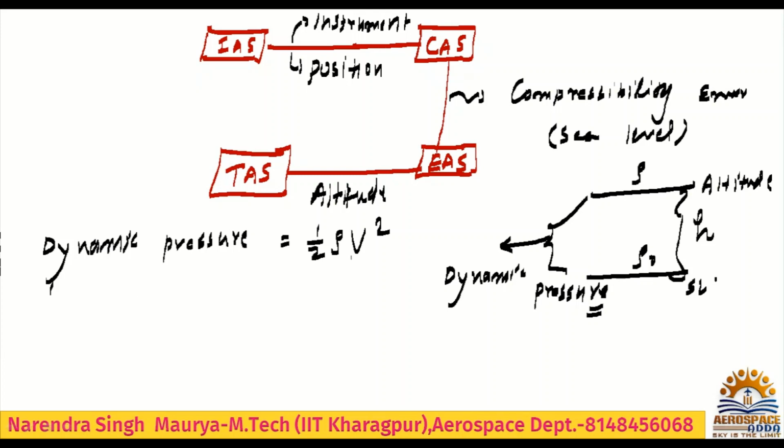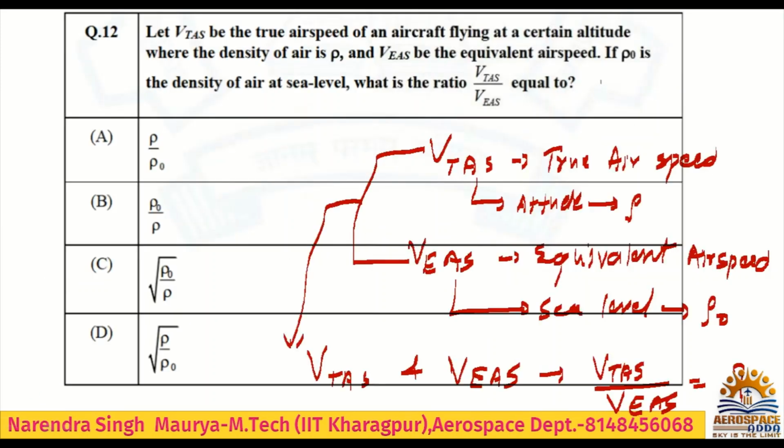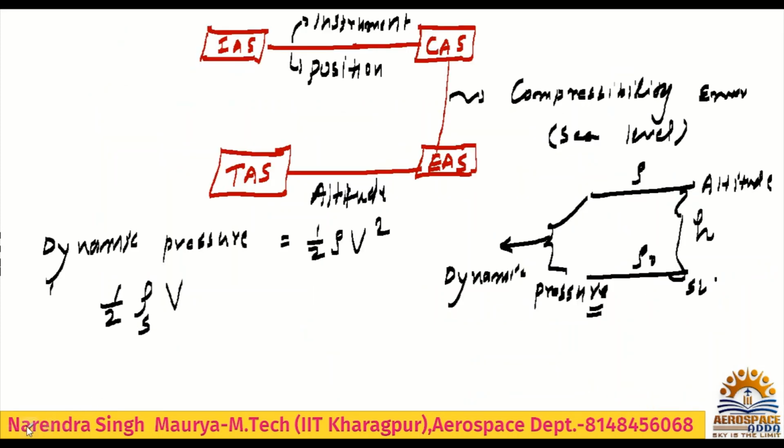Now, the dynamic pressure for sea level you have to write as half rho v, and the sea level density will be rho naught. I think it is given, so we have to follow that notation. Rho naught is given, so no need to write sea level.